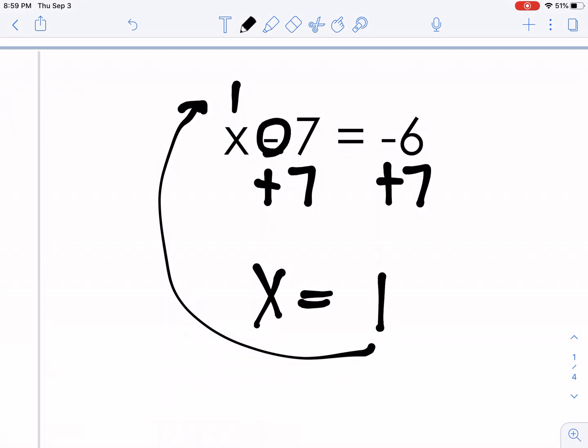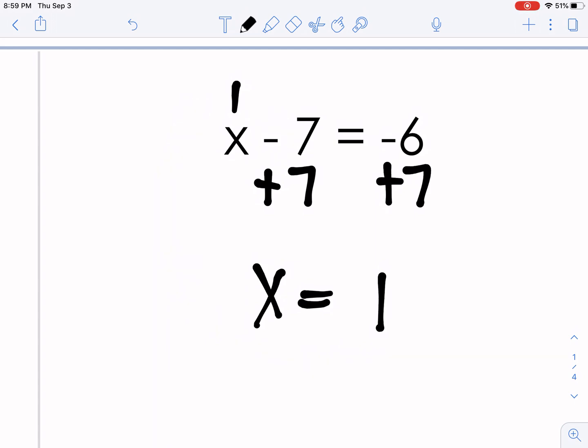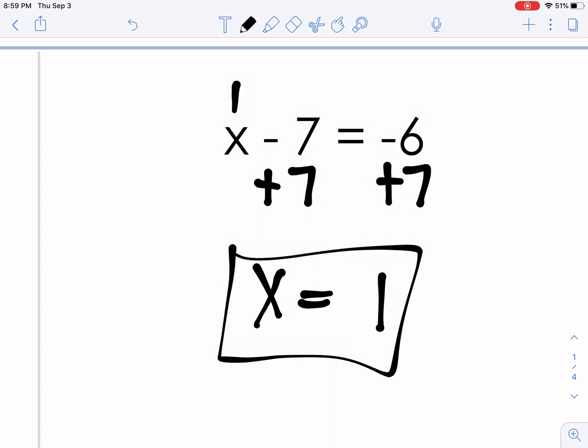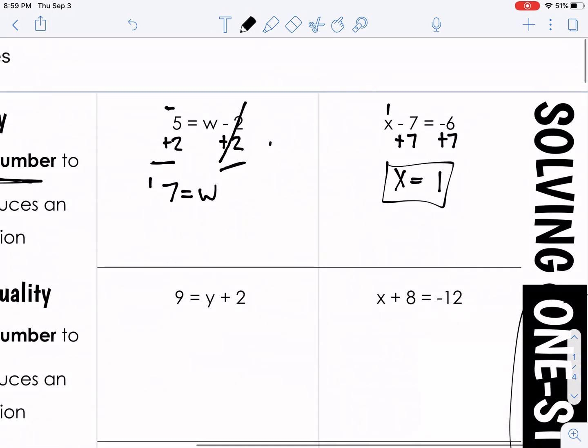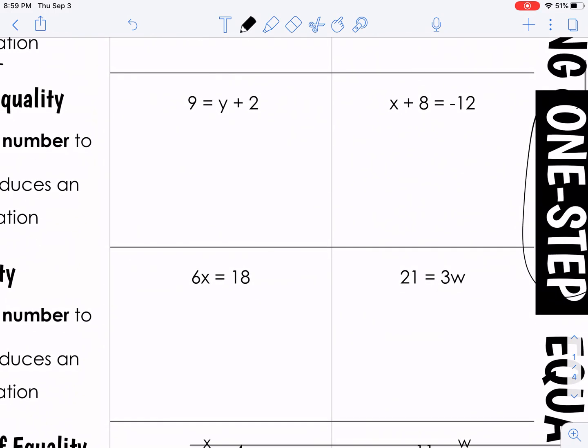7 is bigger and negative, so my answer would be negative 6. Okay, so x equals 1, going back here, x equals 1, that would be our answer. And same thing over here, 7 equals w, that's our answer. Okay, now let's move on to these guys.